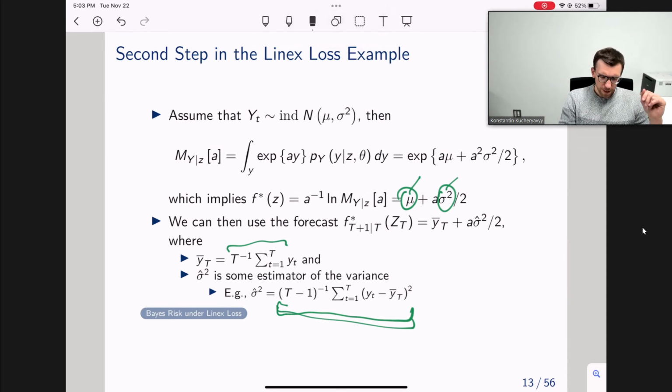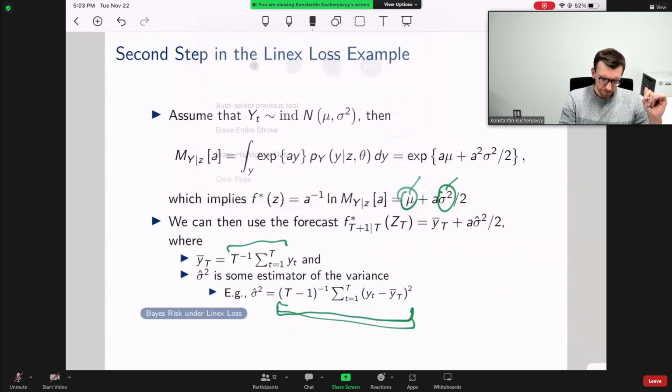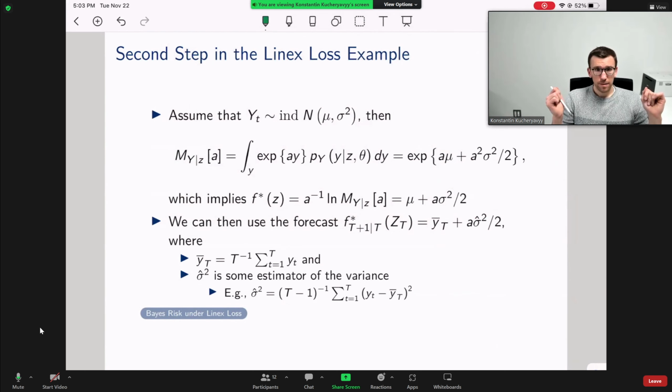Sorry. Could you please repeat the last idea about consistent estimates, especially from where we take them?